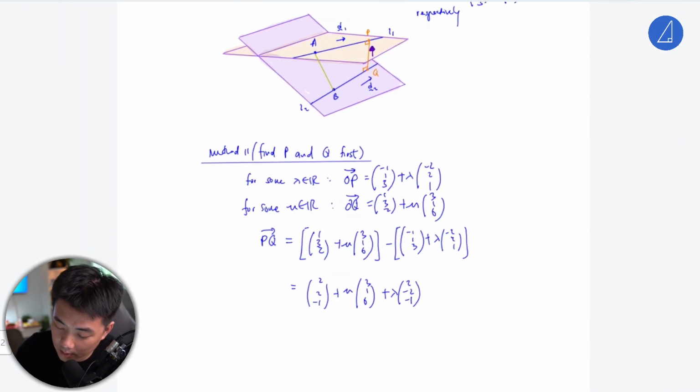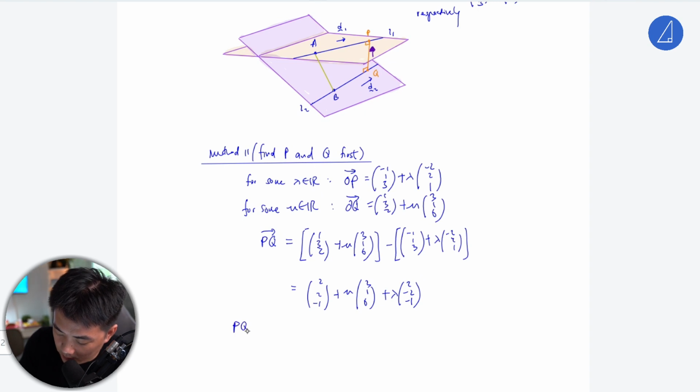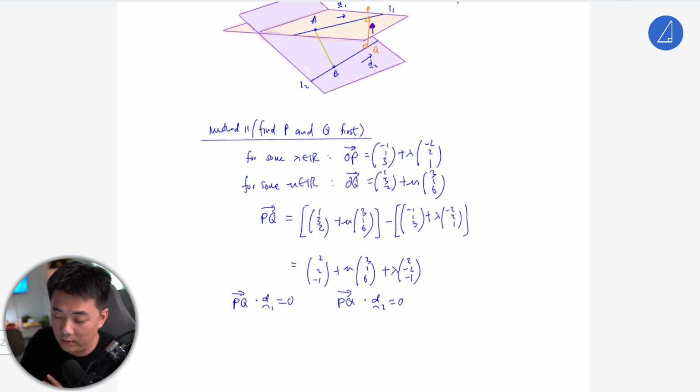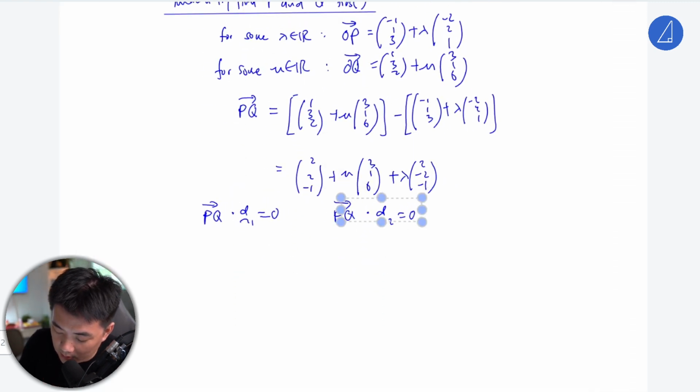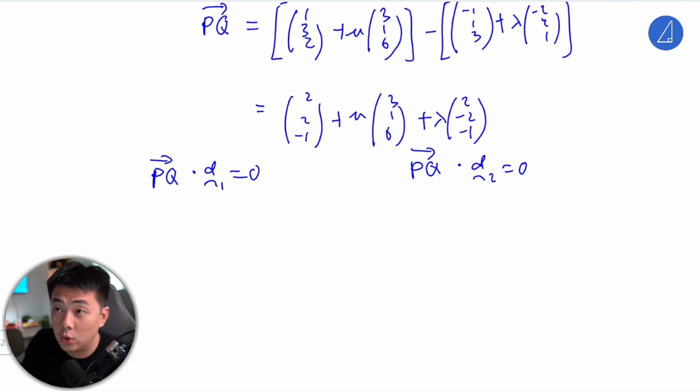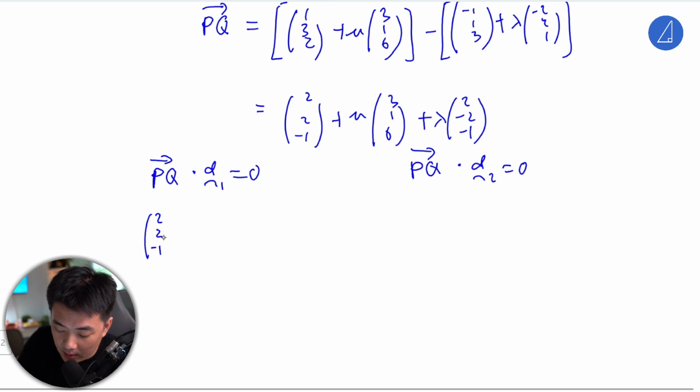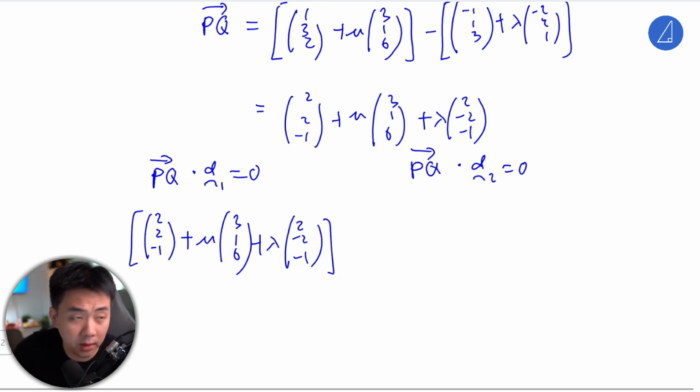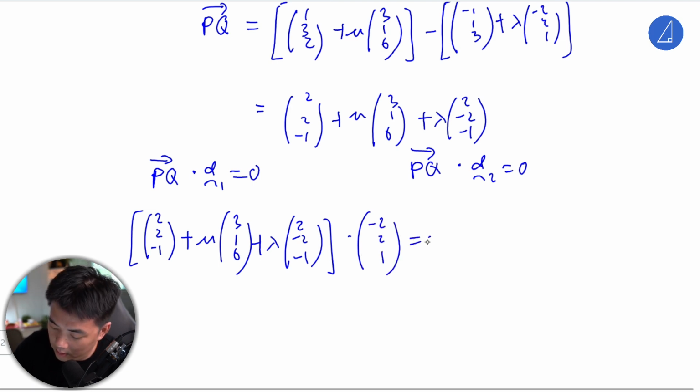Once we're done, we can straight up know that PQ dot with D1 is 0 because it's 90 degrees over here. Then we also know that PQ dot with D2 is also 0. They are 90 degrees on both ends. So what I'm going to do is just dot them. You get two simultaneous equations, you solve them, and you're able to find P and Q there. Once you've done that, that would be it. We are then able to solve. So D1, what's the D1? D1 is over here, minus 2, 2, 1.